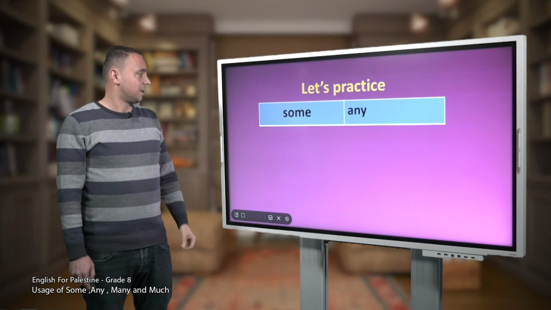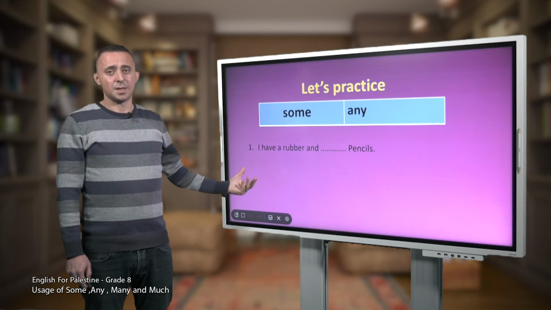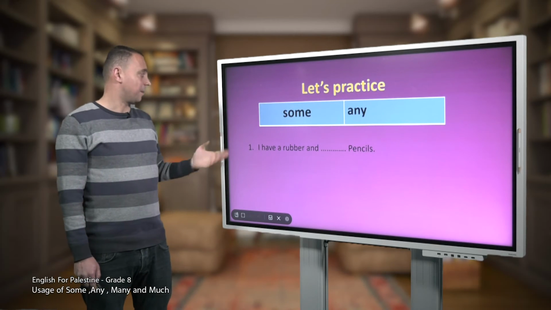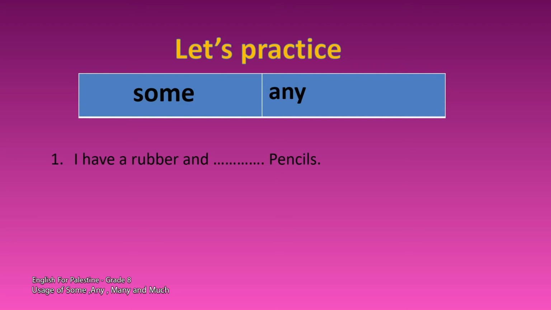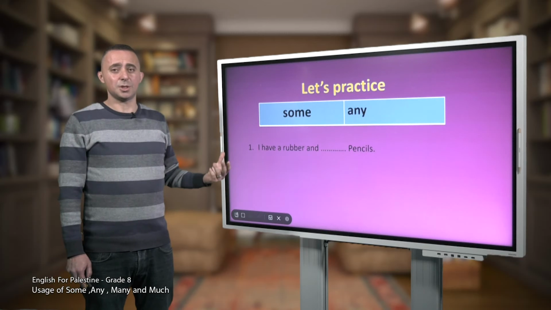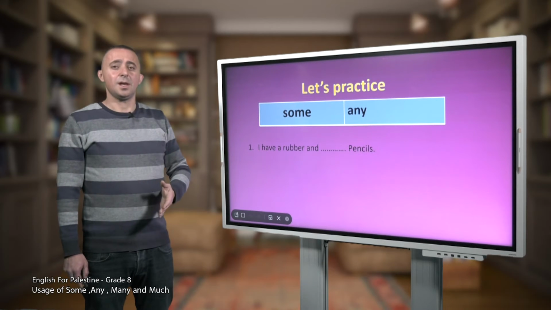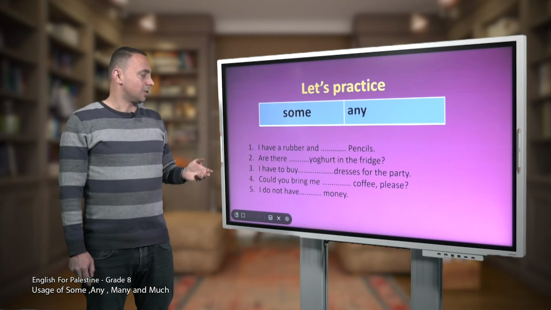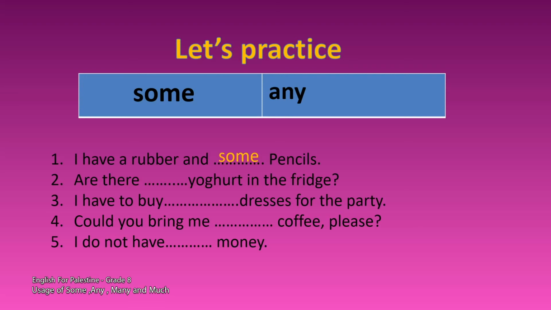Let's practice some and any. Number one, students, we have examples. We are going to use either some or any. Number one, I have a rubber and some pencils. The word pencil is a countable noun. So what do we use, students? Do we use any or some? Very good, we use some. So in the first example, I have a rubber and some pencils. The sentence is also affirmative.